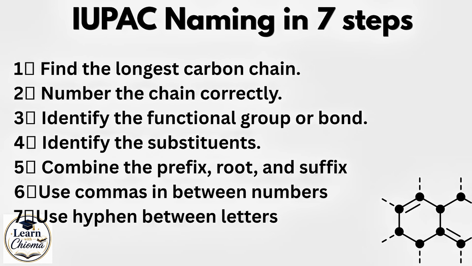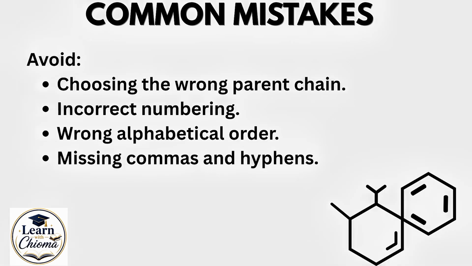Step 1. Identify the longest continuous carbon chain. Step 2. Number the chain correctly and make sure the lowest number is picked. Step 3. Identify the functional group or multiple bond. Step 4. Identify all substituents and note their positions. Step 5. Combine the prefix, root and suffix. Step 6. Use commas in between numbers. Step 7. Use hyphen in between letters. Following these 7 steps consistently will help you name organic compounds accurately.